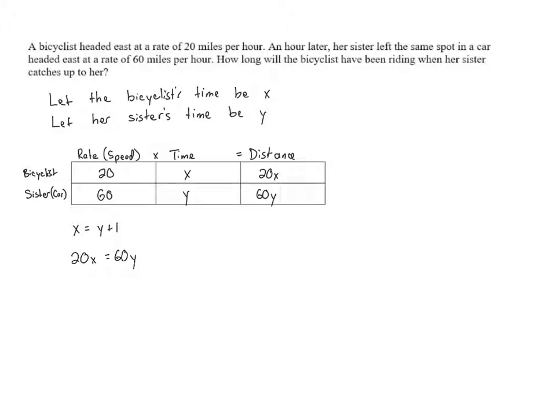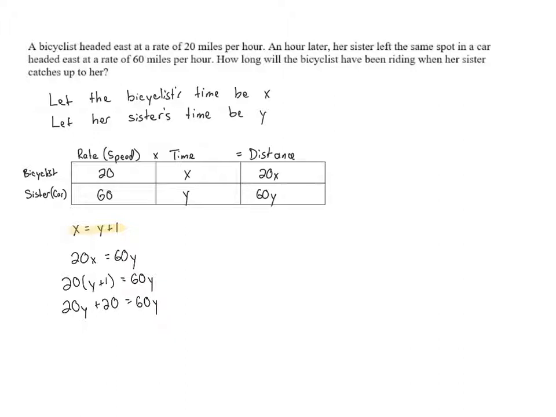I'm going to use substitution because we already have one of the variables isolated. x is equal to y plus 1. So wherever I see an x in the other equation, I'm going to replace it with y plus 1. So we have 20 times y plus 1 equals 60y. If we distribute the 20 on the left, that gives us 20y plus 20 equals 60y.